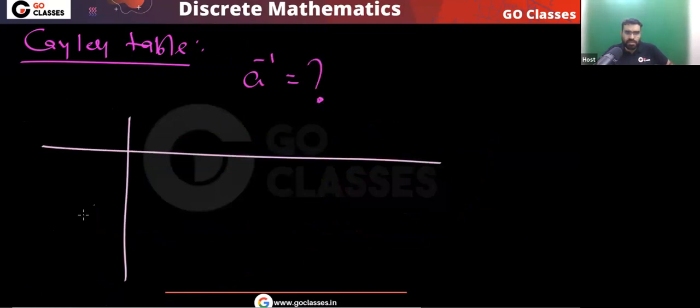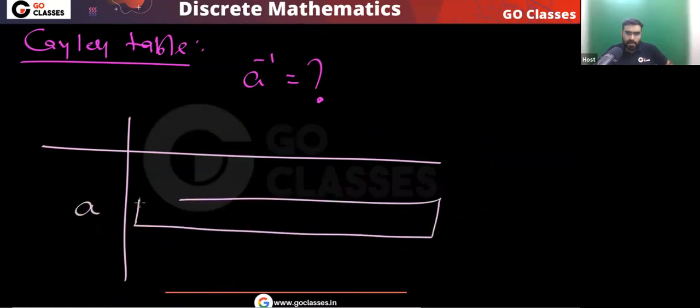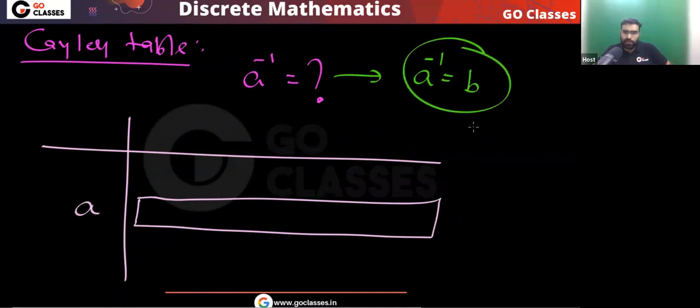Now tell me, how will you find the inverse in the Cayley table, if you have the identity element? If I want to find A inverse, how will you find it? Very simple. You look at this A, and you find in this row where E is. Assume that A inverse is B. Then AB will be equal to E, right?